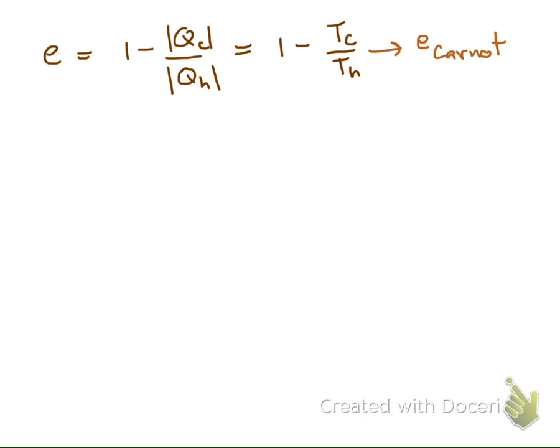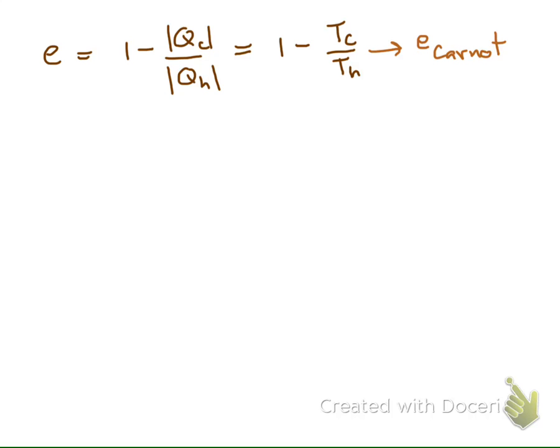Now, if we look at the efficiency of the Carnot engine, the definition of the efficiency can be applied for any process. So we have that E is equal to 1 minus QC over QH. This is the general definition of the efficiency.